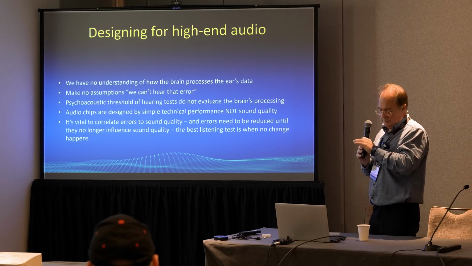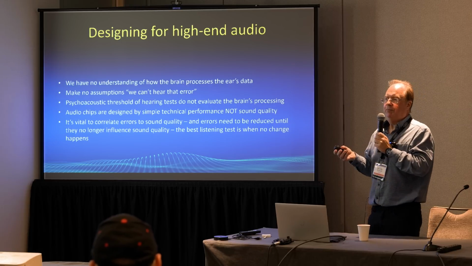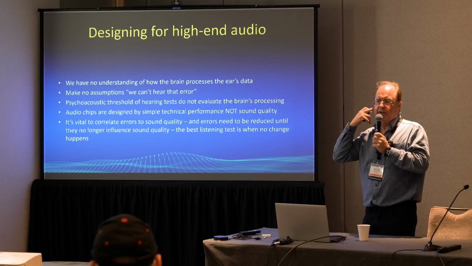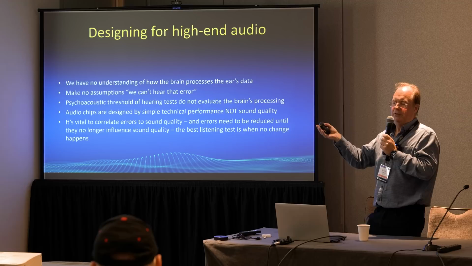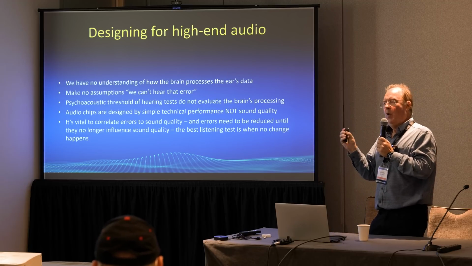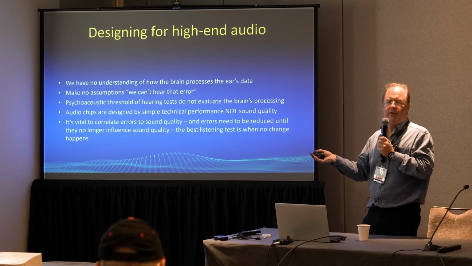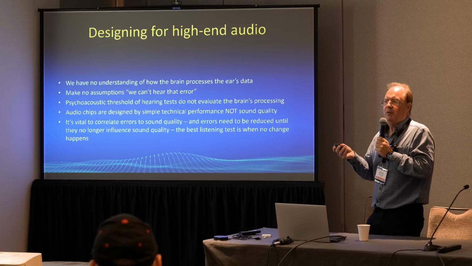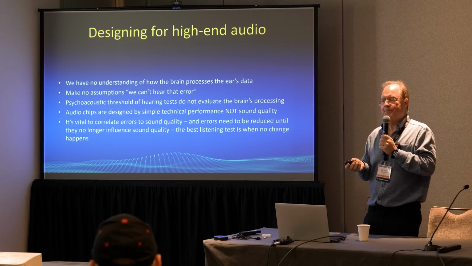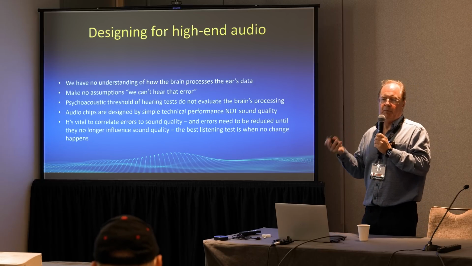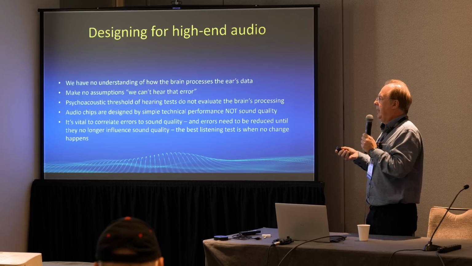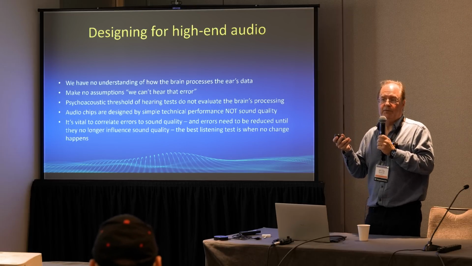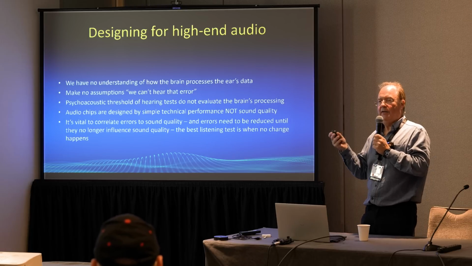So, designing for high-end audio. We've got no understanding of how the brain processes the ear's data. Most designers look at the performance of the ear and say it's 1% distortion or whatever, 90-odd dBs dynamic range. All we need to do for a DAC is to exceed the performance of the ear, job done. That actually sounds like a fairly rational way to go. You know, why make something better than the performance of the ear? The problem with this is it ignores the effect of the brain and what the brain is doing in processing the sound. And when you look at psychoacoustic tests to evaluate the performance of the ear, they're only looking at the ear. They're not looking at how the brain is functioning.